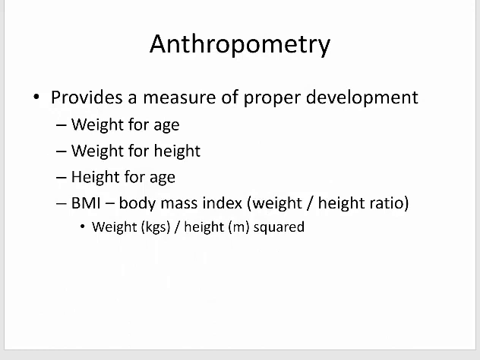Anthropometry is one of the ways we measure proper development. The one you're familiar with is probably body mass index, and I give you a definition here: weight for height. But there are other indicators too. As kids in the United States, when they're born and pediatricians track them over time, we take their weight for age, weight for height, height for age, those kinds of things.